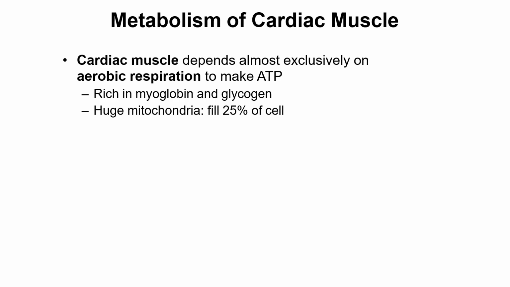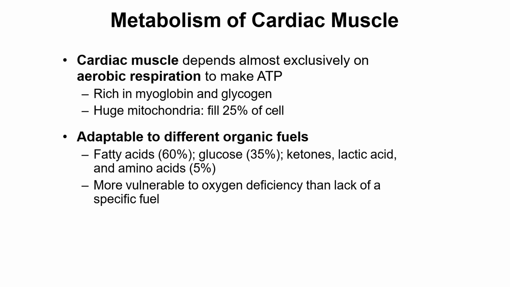Now, cardiac muscle relies almost entirely on aerobic respiration to produce ATP, making it highly efficient and resistant to fatigue. It contains a lot of myoglobin, and you're also going to find a lot of glycogen for energy storage, and it has very large mitochondria that supply energy. The mitochondria can fill up to 25% of the cell.